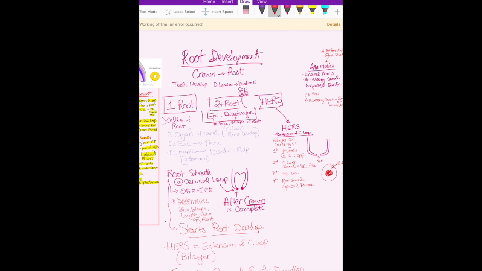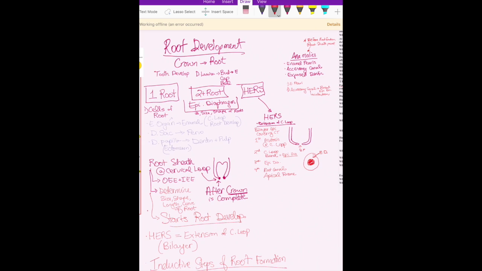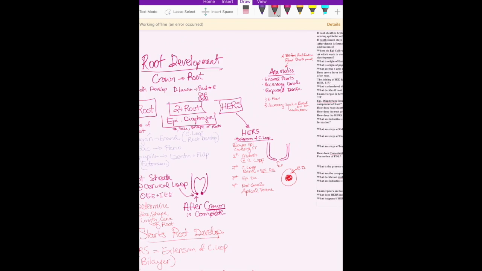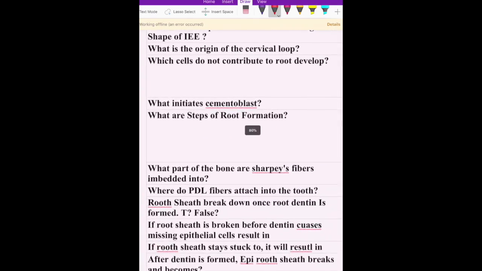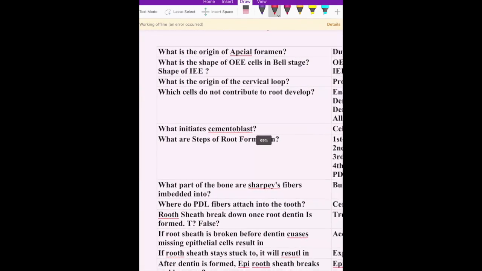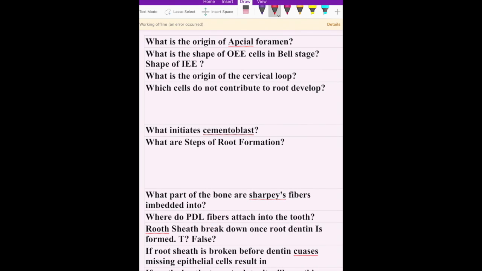And then we talked about HERS. HERS was the bilayer epithelial, and it has mitosis that happens at the cervical loop. Then it bends and forms the future apical foramen or the root canal. And finally, anomalies, which can be caused by the root sheath, and you can have enamel pearls, accessory canals, and exposed dentin. Now we will just do some question types. I will hold or highlight the question, then slide over to the answer, and then slide back to the question.